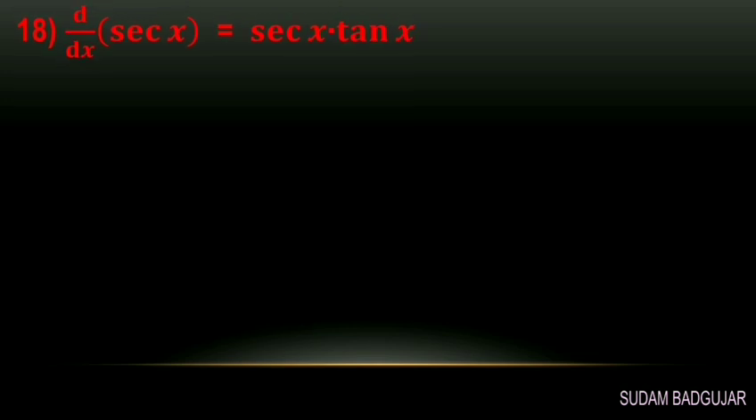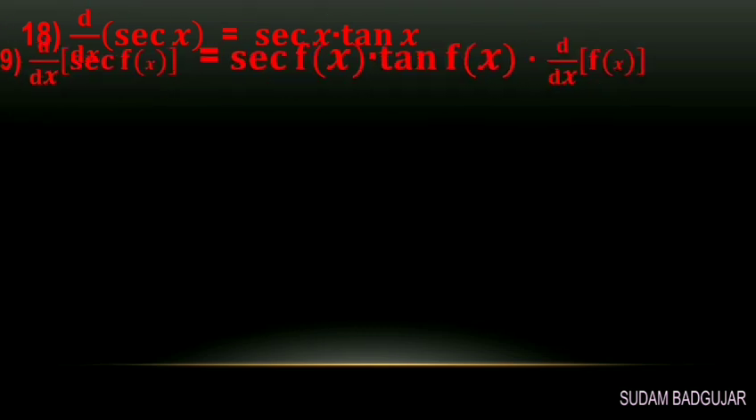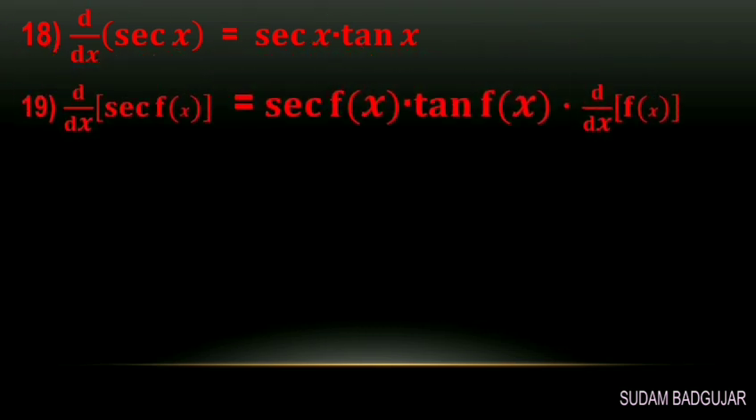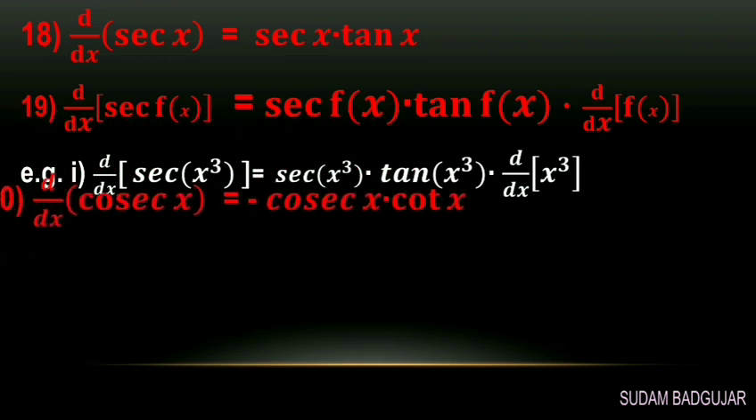Now formula number 18, the derivative of sec x is equal to sec x into tan x. Hence, the derivative of sec of f of x is equal to sec of f of x into tan of f of x into the derivative of f of x. Formula number 20, before taking 20, first we see the example depending on sec, that is, the derivative of sec of x cube is equal to sec of x cube into tan of x cube into the derivative of the angle x cube.